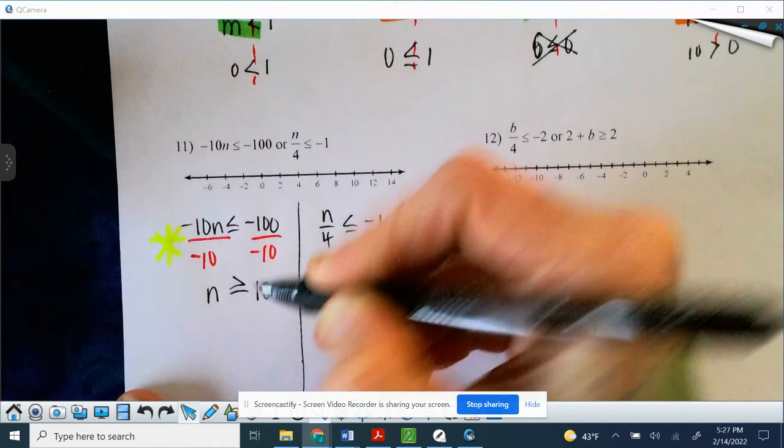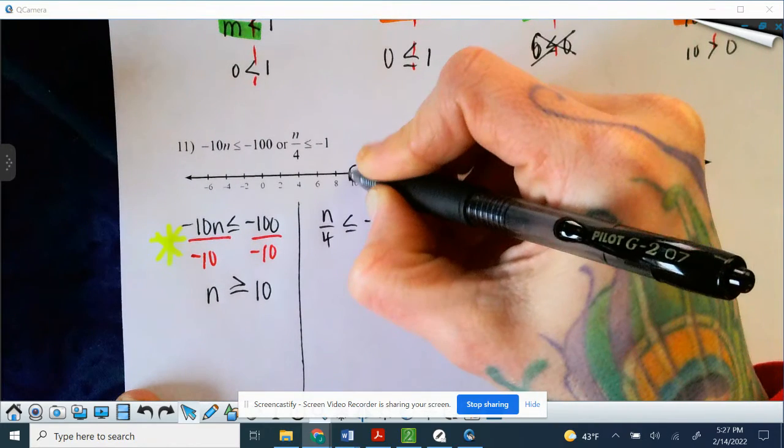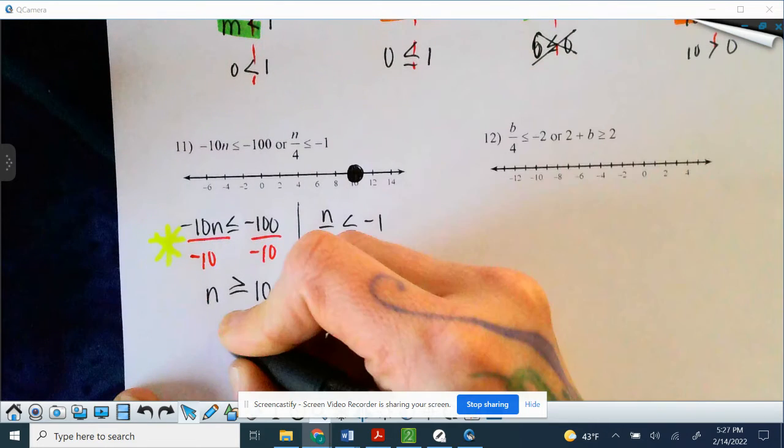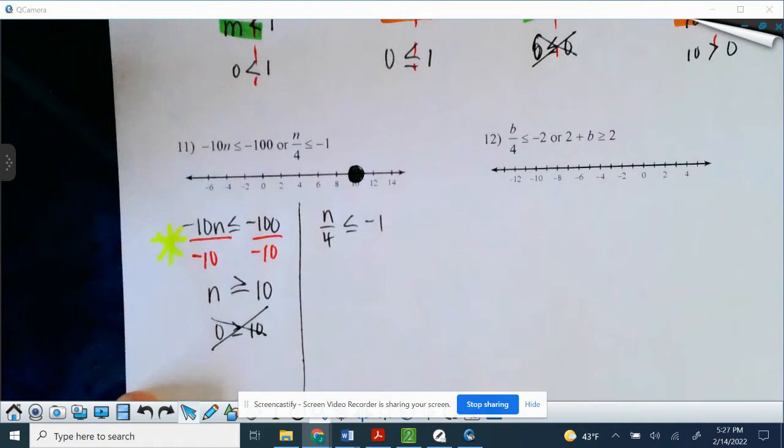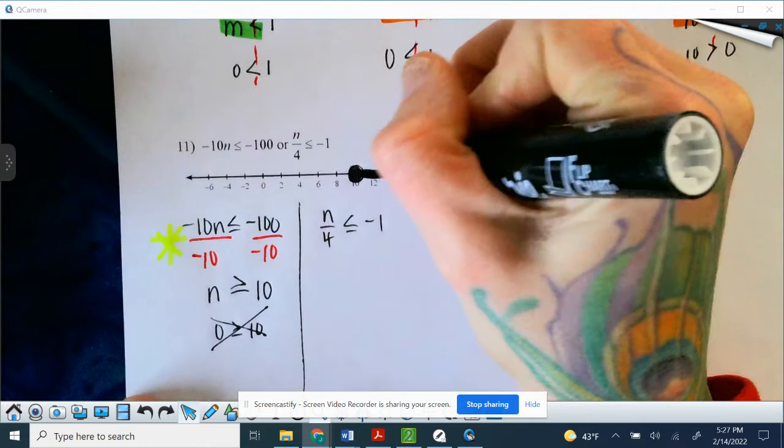We're going to go up to 10. Equal to means I know I'm going to shade that in. Do your test point. 0 is greater than or equal to 10. That is not true. So you are going to shade away from 0. 0 is to the left, so we're going to go over here to the right.